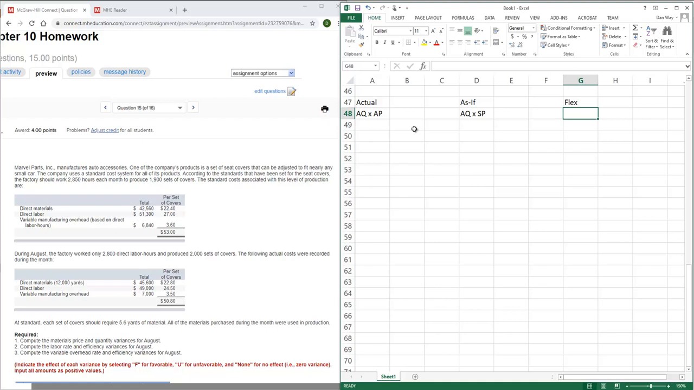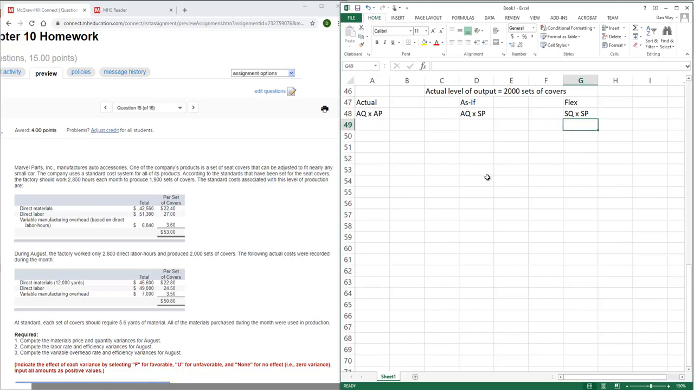And then our flex or standards are standard by standard. Standard quantity and standard price. I'm also going to just remind us in writing here, we need to consider our actual level of output. And here we're told that was 2,000 sets of covers. That's a little bit different than the expected level of 1,900 sets of covers.